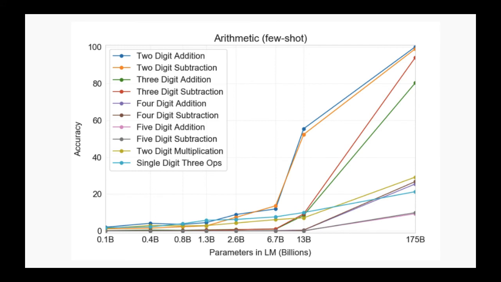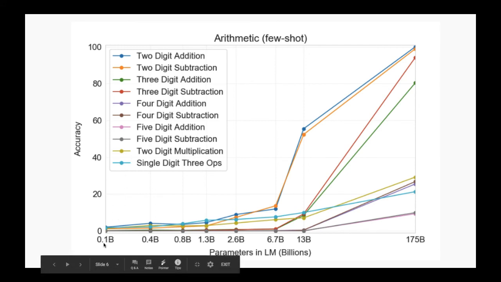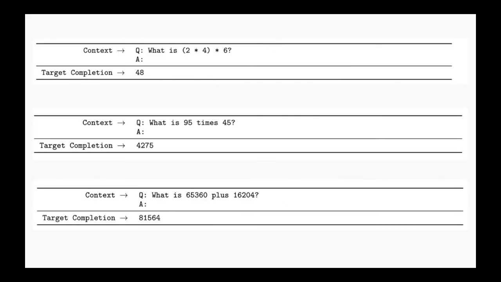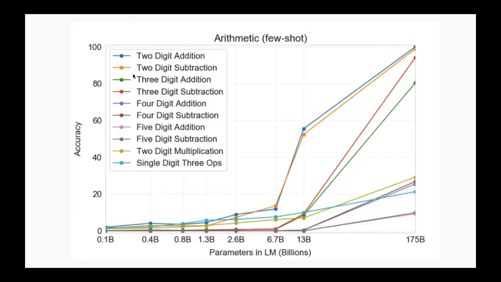So here they trained GPT-3 in different sizes, from 100 million parameters to 175 billion parameters. It's few-shot learning. You just show GPT-3 some examples of arithmetic like this. It shows one example and one answer, one example and one answer, and basically it shows the GPT-3 models 32 examples. Then you give the GPT-3 model a question, and GPT-3 needs to answer it.